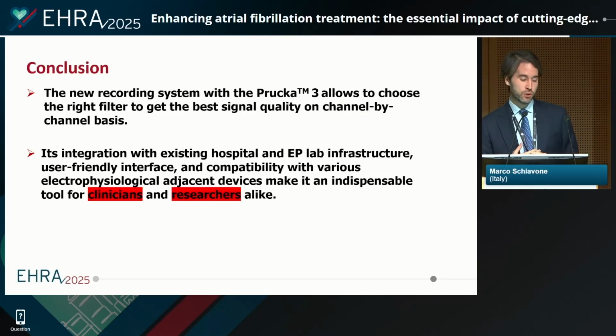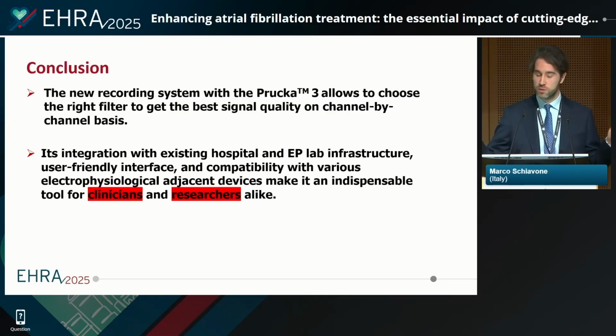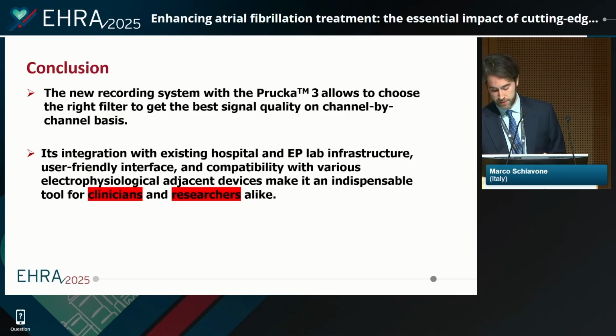So, in conclusion, the new recording system allows you to choose the right filter to get the best signal quality on a channel-by-channel basis. So you can play with the signals and choose the most appropriate for you. And its integration with the existing hospital and EP lab infrastructure, user-friendly interface, and compatibility with all the different EP adjacent devices make it a very useful tool, both for clinicians but also for researchers. Thank you very much for your attention.